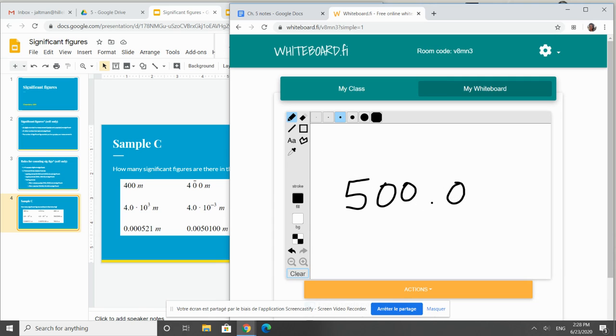And then the last one for this video. The 5 is significant. This 0 at the end is significant because it is trailing after a decimal, which makes these 2 captive. So I have 4 significant figures.